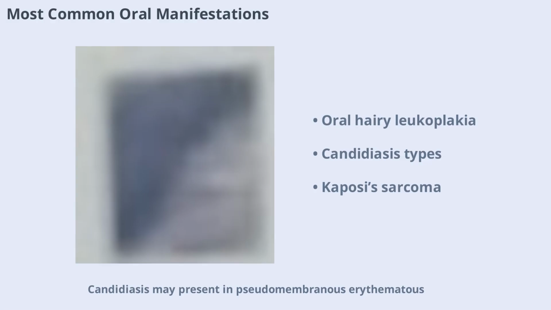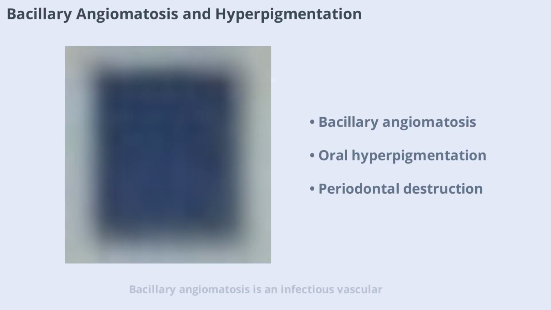Candidiasis may present in pseudomembranous, erythematous, or hyperplastic forms, and angular cheilitis is also common. Kaposi's sarcoma manifests as multifocal, vascular lesions that are brown, blue, or purple. Bacillary angiomatosis is an infectious, vascular, proliferative disease seen in HIV patients.